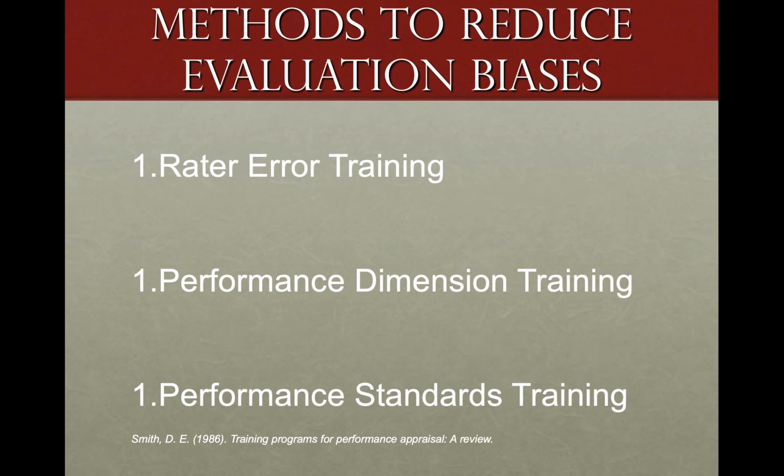Other methods to reduce evaluation biases include performance dimension training, which is familiarizing raters with the dimensions and rating scale by which the performance is rated, and performance standard training, which is providing raters with a frame of reference for rating performance by providing feedback on practice ratings compared to true ratings by trained experts.